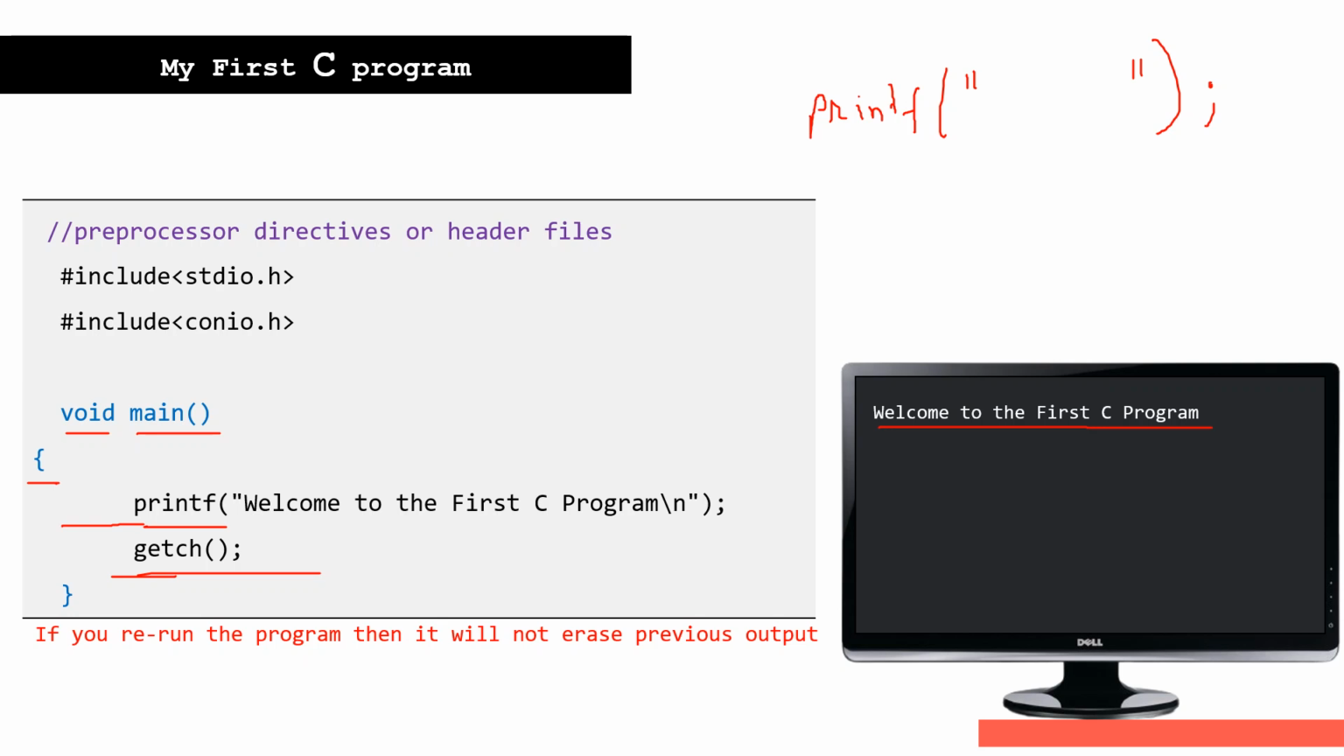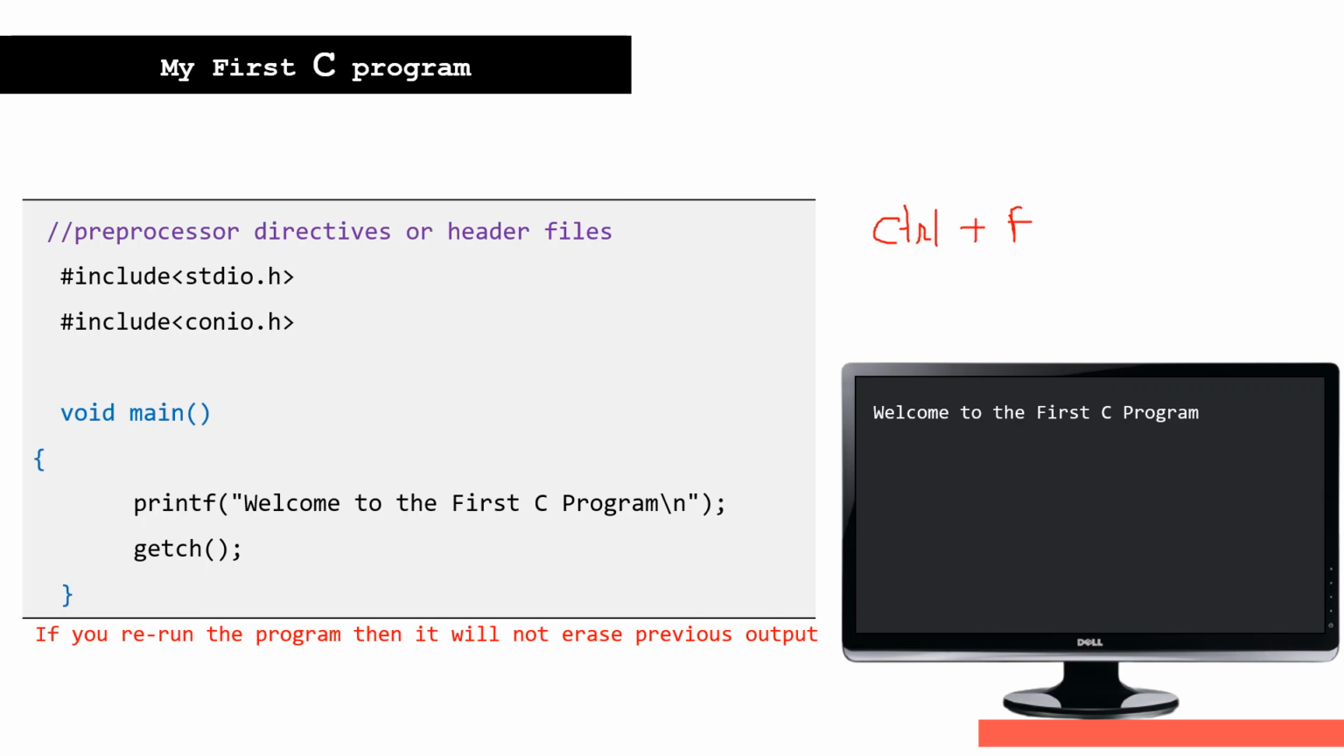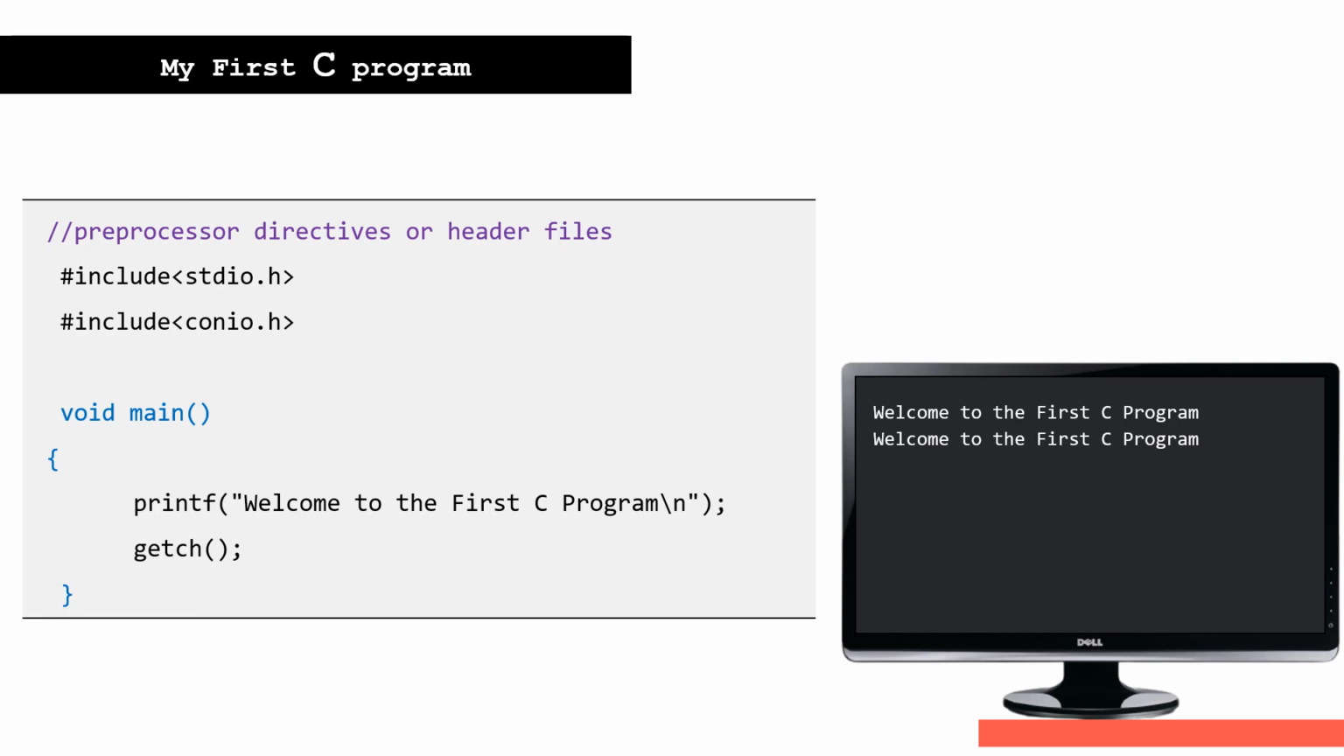In this program I have not written the clrscr function. So if you rerun the program, it will not erase the previous output. The shortcut for running the program is Ctrl+F9, control key plus F9 key. This is the shortcut to run any C program on the Turbo compiler. Let us see, I will once again run the program. What happens? Earlier welcome to first C program is already there, and this time welcome to first C program is also there.